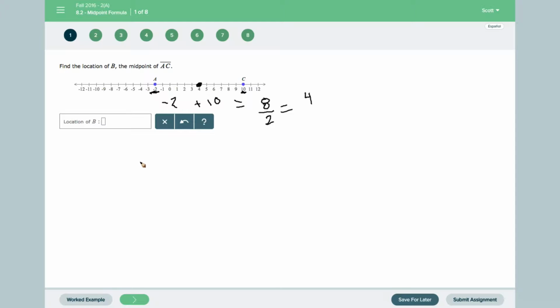Now, this probably is easy to do without doing all this math. You just count. But sometimes you're going to have decimals, and those decimals are where it gets a little tricky. So just get used to adding the 2 numbers together and then dividing by 2.